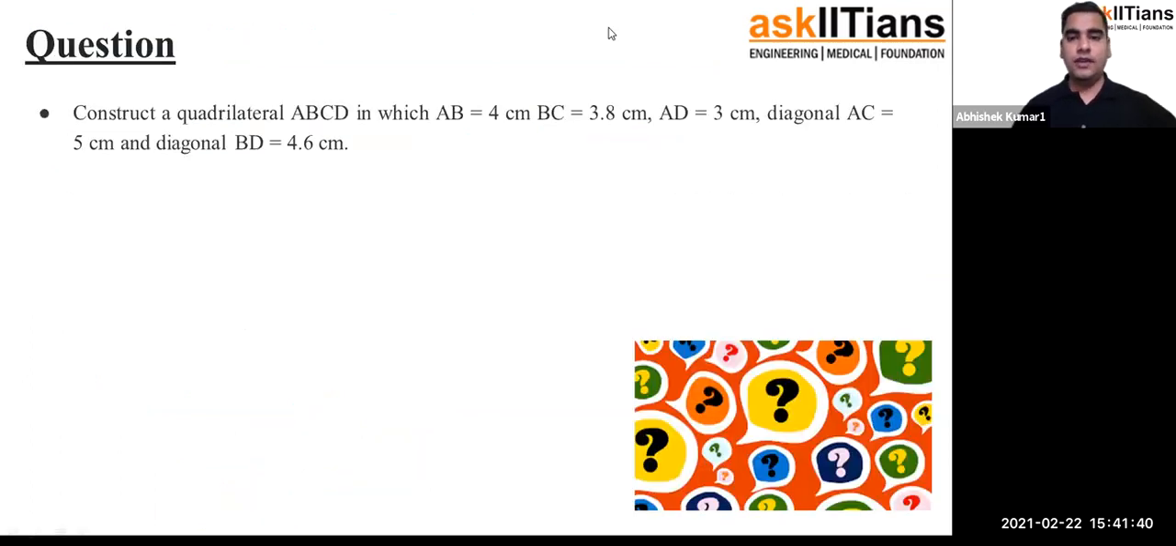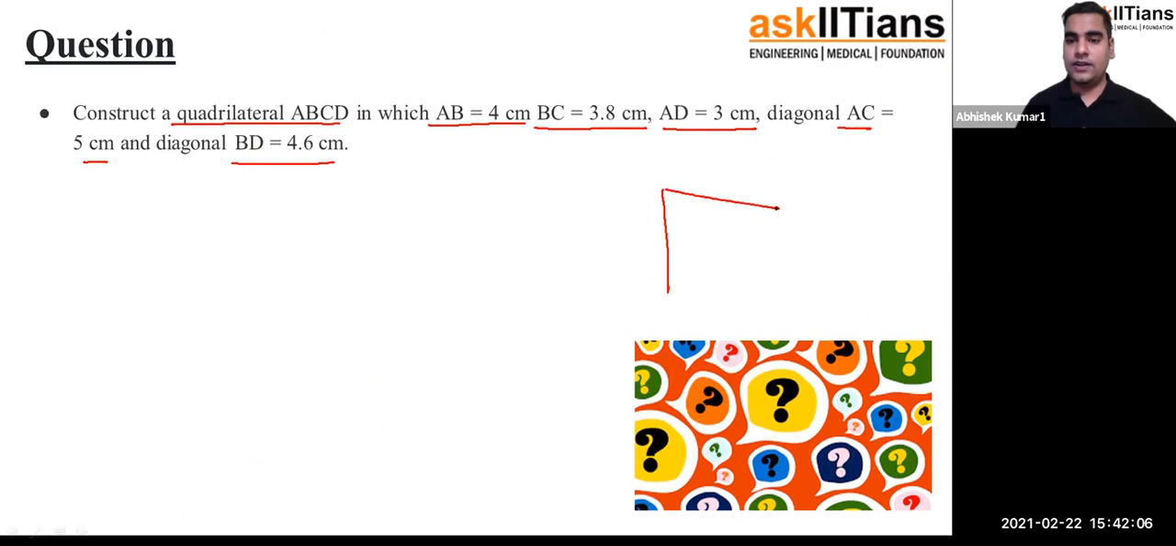Okay. Now, let's see, we have to draw one more quadrilateral. You have to draw a quadrilateral ABCD, in which AB is given 4 centimeter, BC is given 3.8 centimeter, AD is given 3 centimeter, and diagonals AC and BD are given to be 4.6 centimeter. All right. So let us try to draw a rough quadrilateral first. Let's say this is the quadrilateral. This is a rough figure we are drawing to get an idea of the steps that we should follow to draw this particular quadrilateral. Okay. So in this, AB is given, let us call it AB.